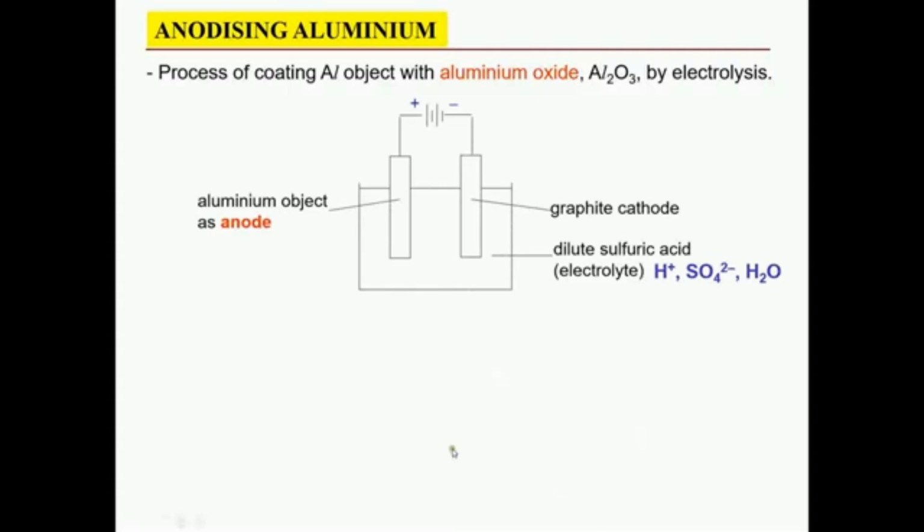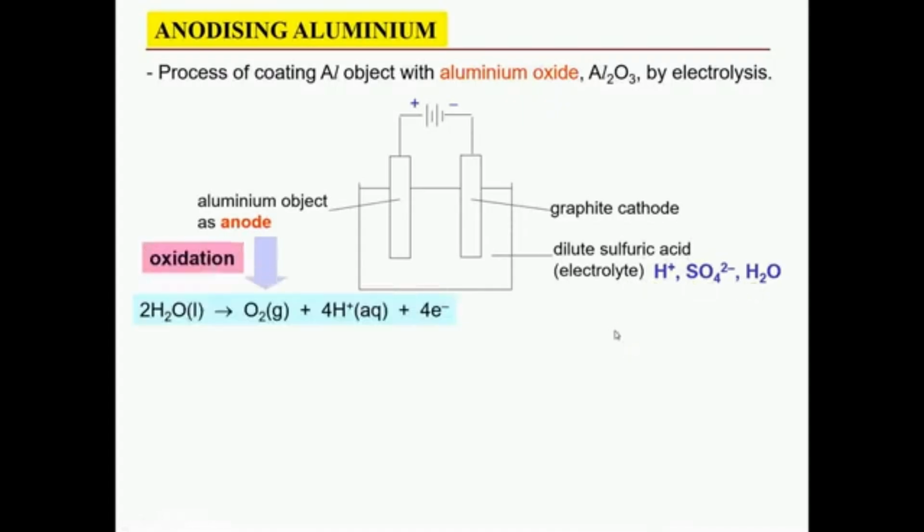The aluminium object will be placed as the anode by connecting it to the positive terminal of the battery. The cathode is a graphite cathode which is inert. It is connected to the negative terminal of the battery. The electrolyte is simply sulfuric acid. Hence, the species present in the electrolyte will be H+ ion, the sulfate anion, and water molecule.